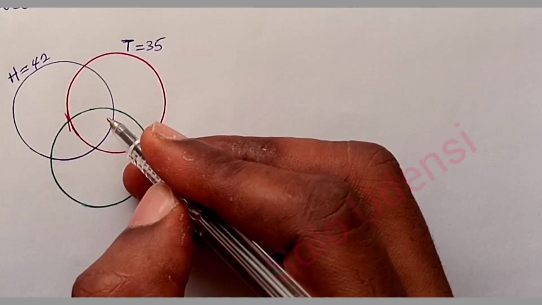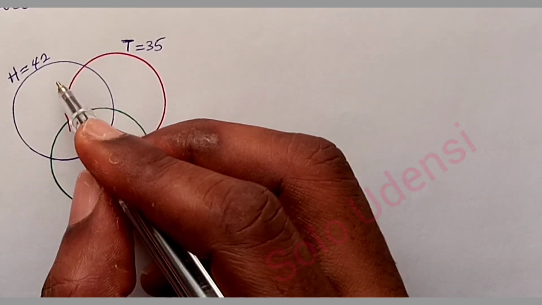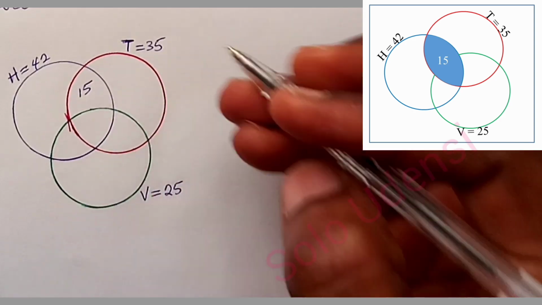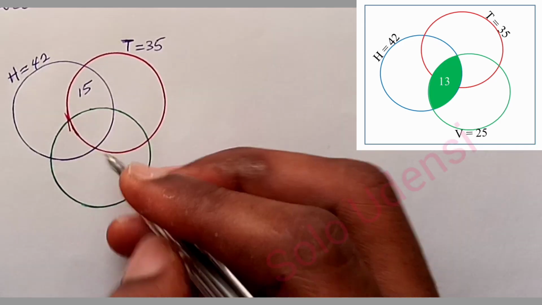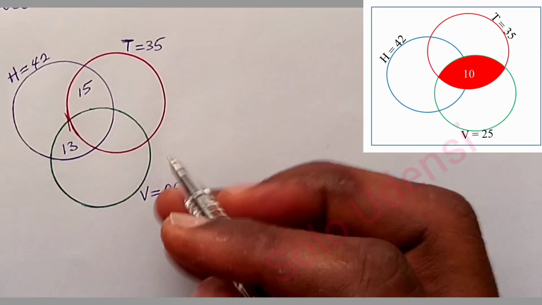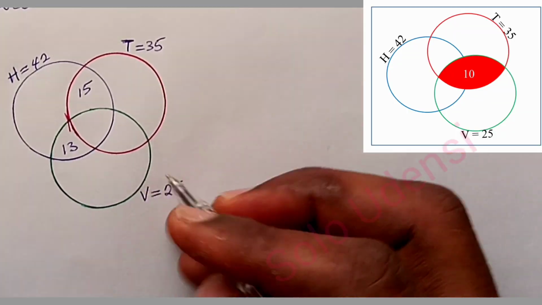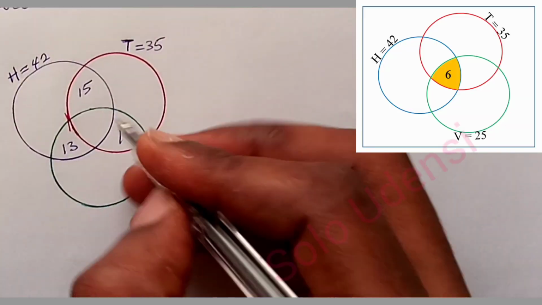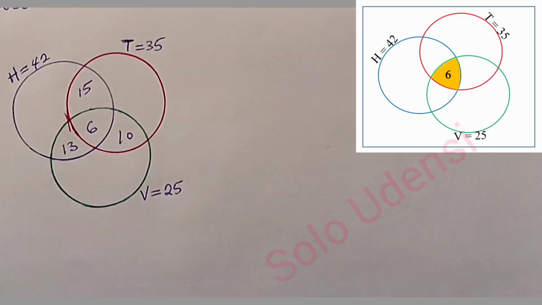So we see that the people that play handball and tennis, 15 in number. The people that play handball and volleyball, 13 in number. The people that play tennis and volleyball, 10 in number. So the people that play all the three sports is 6.